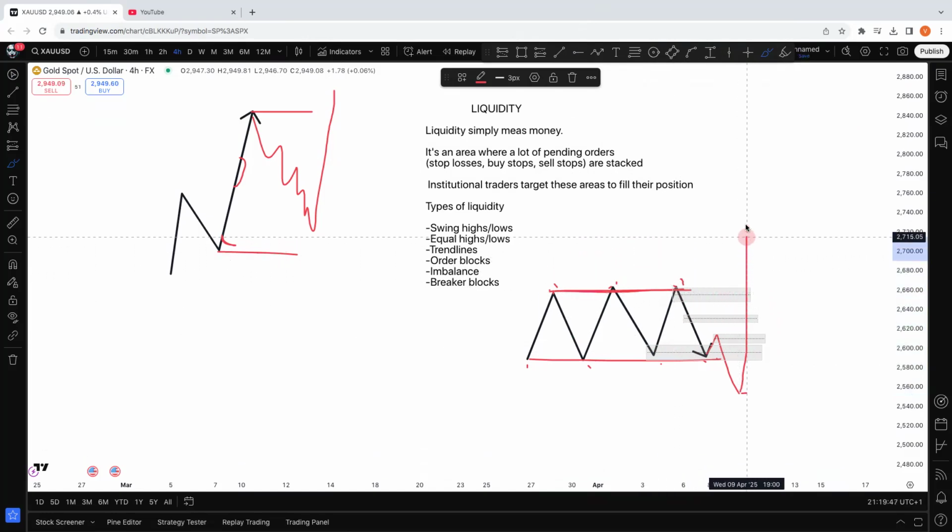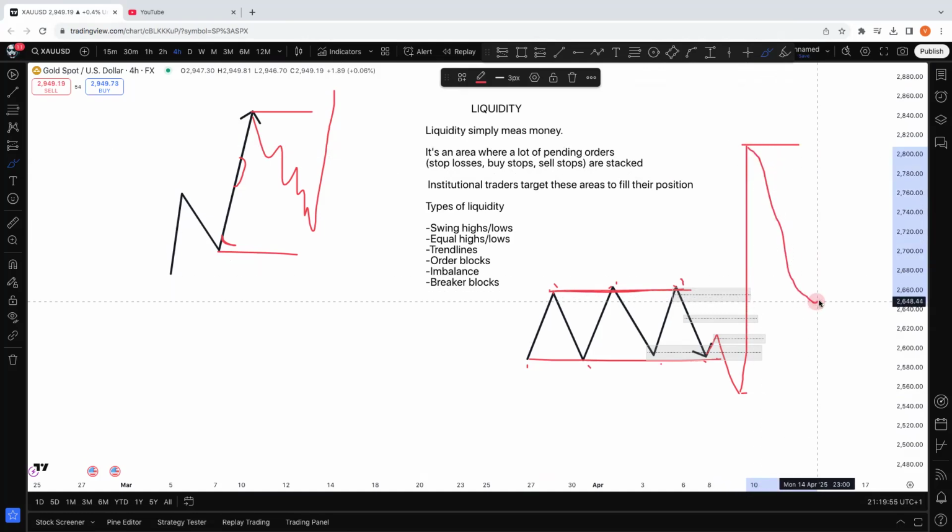And then price will just continue moving up to the point where they are satisfied, and then they can decide to exit the market. And then you see price retracing all the way down again. So this is how the smart money concept, guys, uses these equal highs and lows for liquidity. Now, the next thing we have here is trend line liquidity.